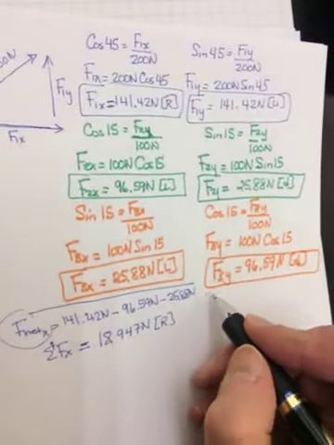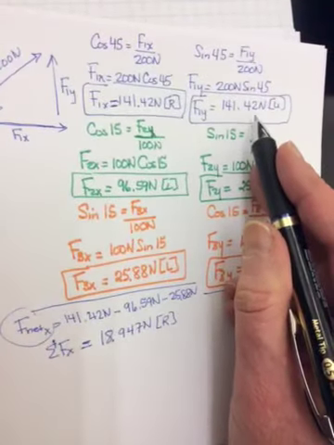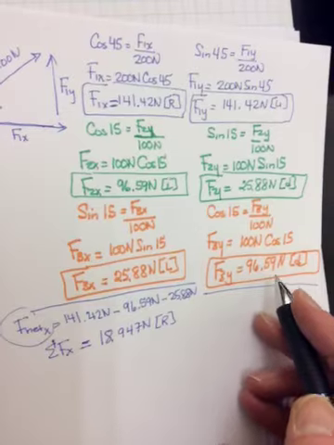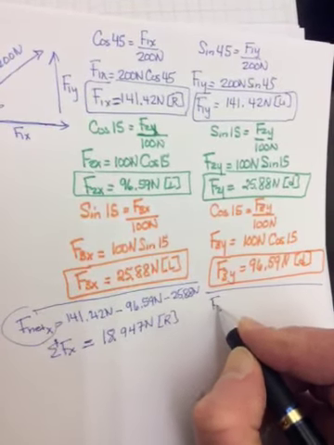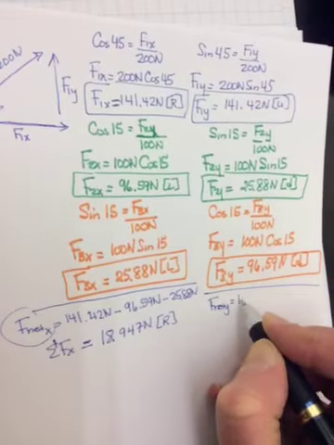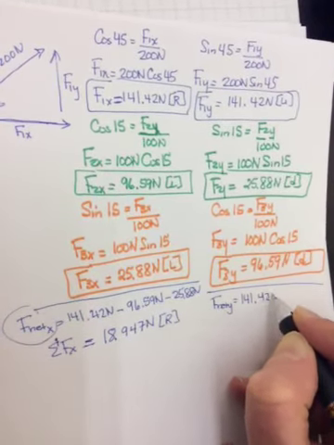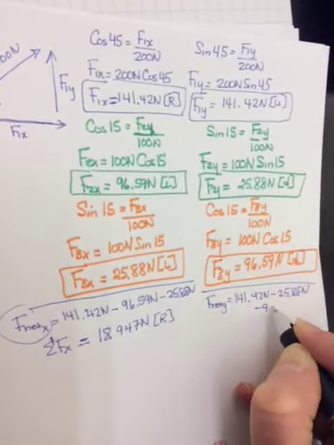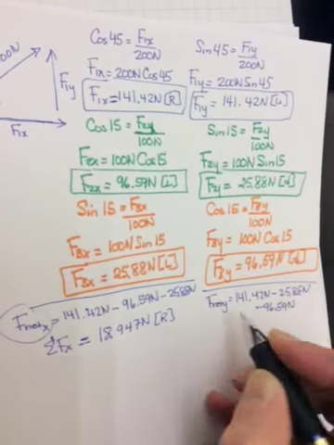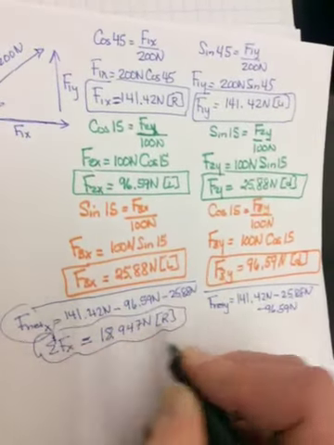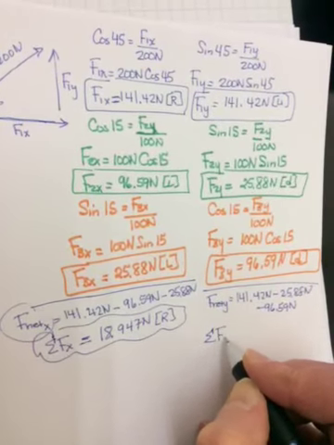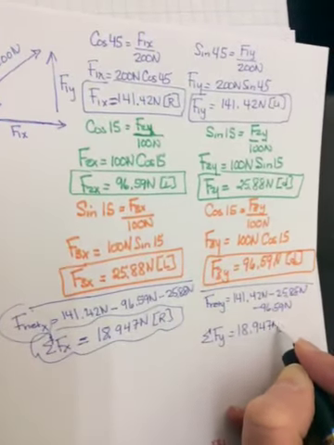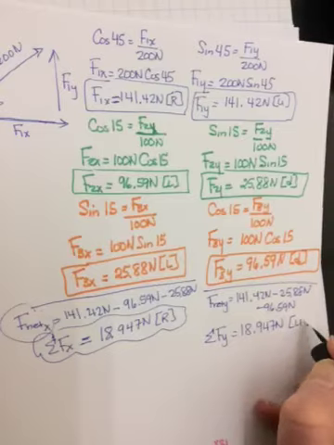Now we're going to add up the y's. So in the y's, you have 141 going up, a 25.88 going down, and a 96.59 going down. So the F net in the y is going to be 141.42 newtons minus 25.88 newtons minus 96.59 newtons. You might recognize these numbers. They might look an awful lot like our x's. So the total, or the net, in the y direction is also 18.947 newtons. It works out to be positive, which means it's going up.